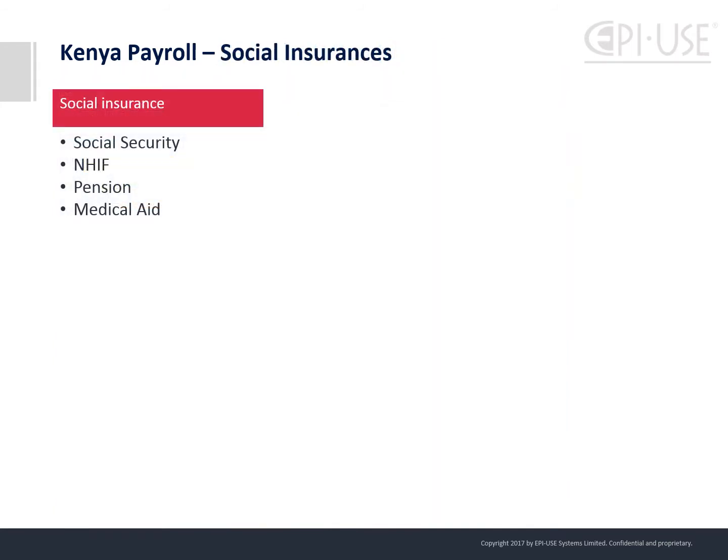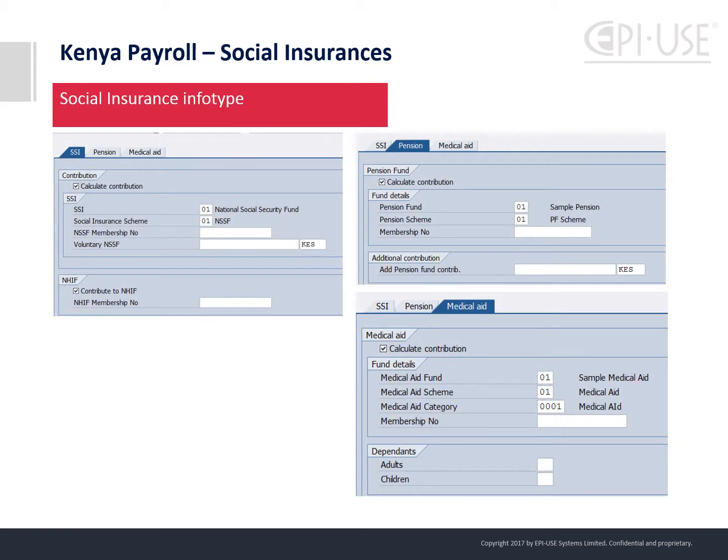The Kenya payroll makes provision for the following social insurances: Social Security, NHIF. It makes provision for pension, customer-specific pensions, as well as medical aid. The information for social insurances is stored in a social insurance info type, and in this info type, the information can be stored for SSI, for pension and medical aid, and this will be shown in the next slide.